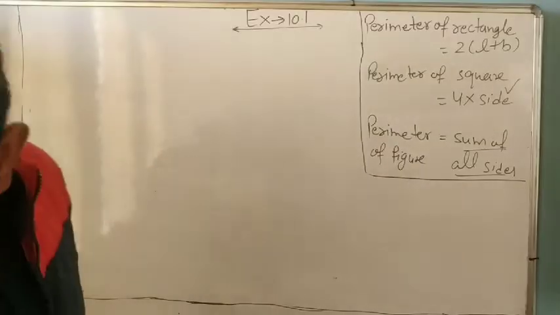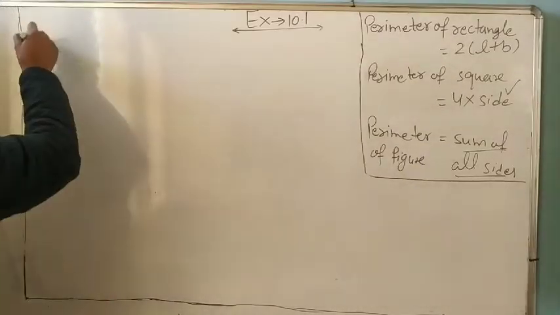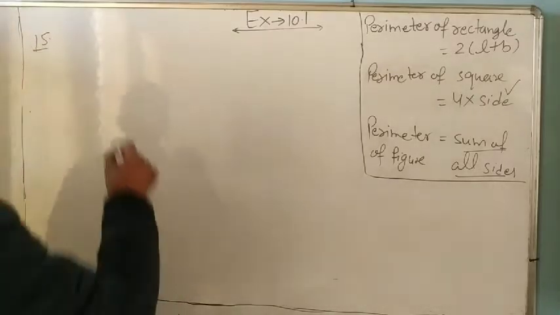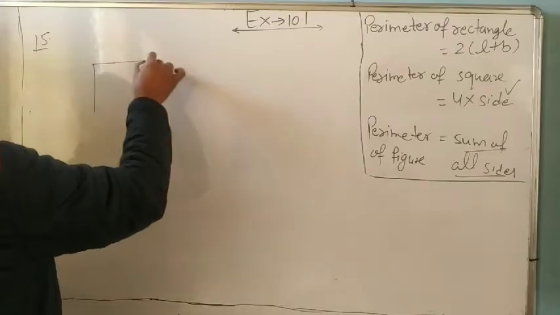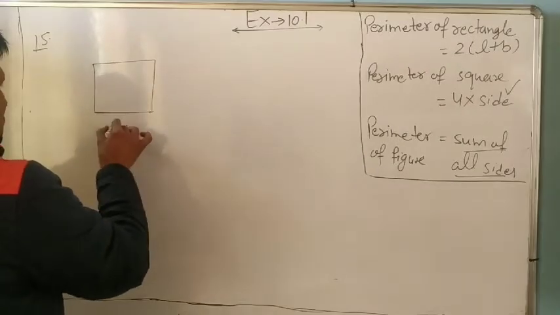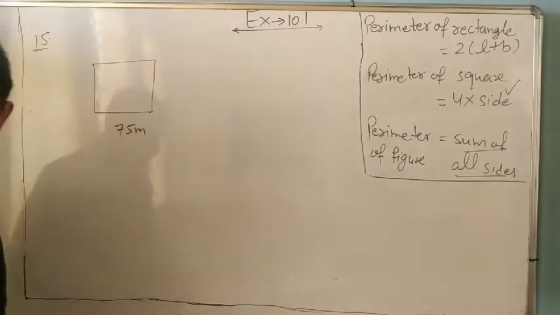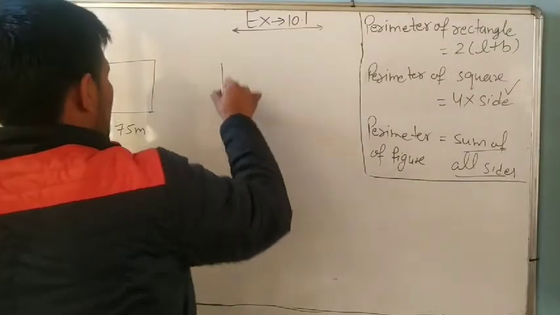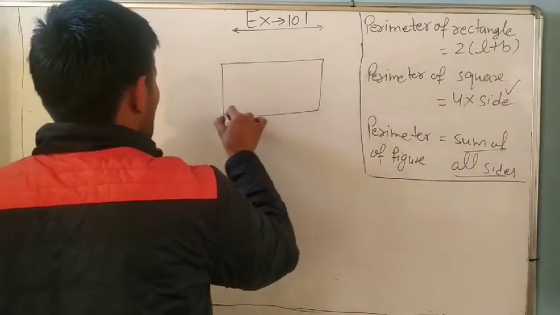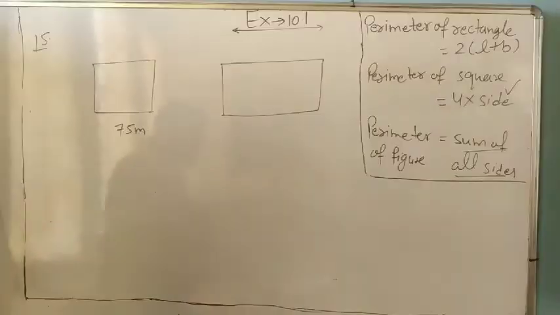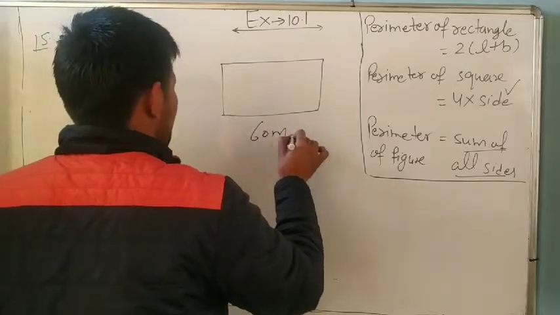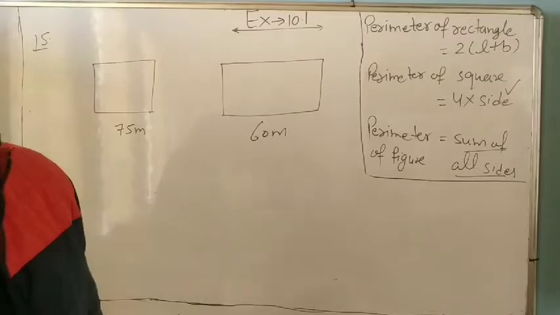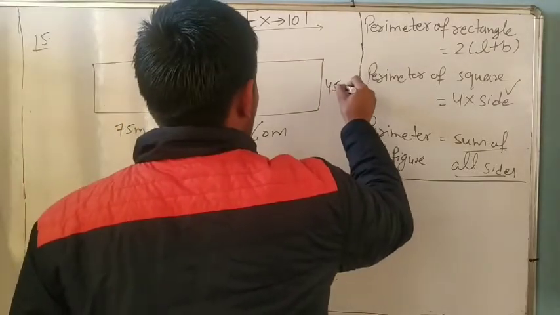Next is question number 15. Sweetie runs around a square park whose length is 75 meter, and Bulbul runs around a rectangular park. Two parks are given. One is rectangular, one is a square. The rectangle's length is 60 meter and the next side is 45 meter.